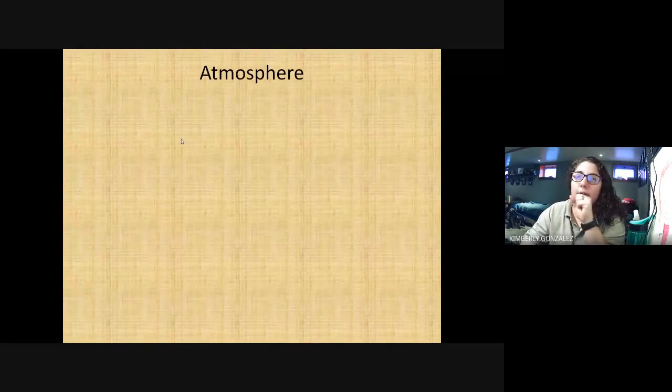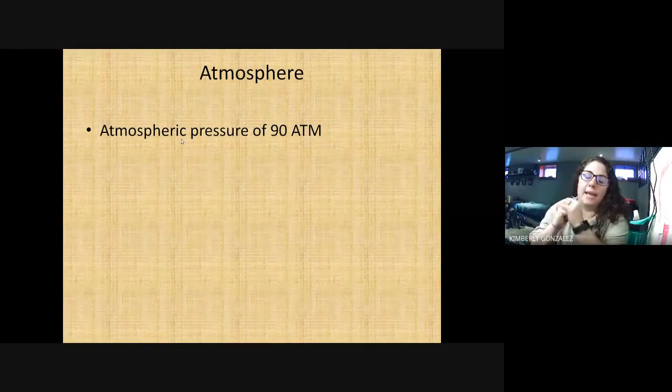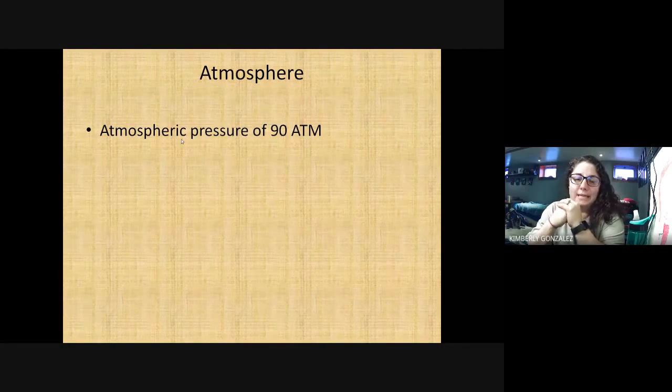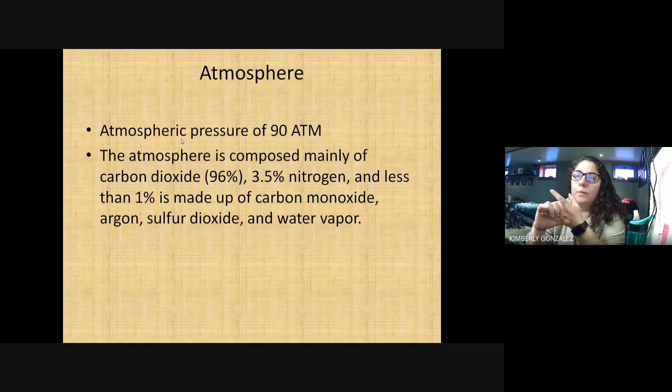Okay, so let's talk about its atmosphere, right? There's this thing known as atmospheric pressure. Actual atmospheric pressure on Earth is 1 atm. So it is 90 times that of Earth's. Standard pressure there is 90 atm, all right? This is why we can't live there. It's made up of 96% carbon dioxide, 3.5% nitrogen, and less than 1% is made up of sulfur dioxide, which would kill me, water vapor, carbon monoxide, which would kill everybody, and argon. Okay, so we can't live there because of it.